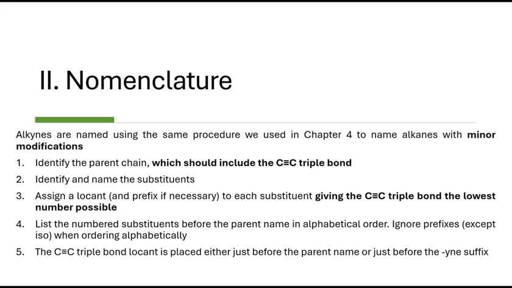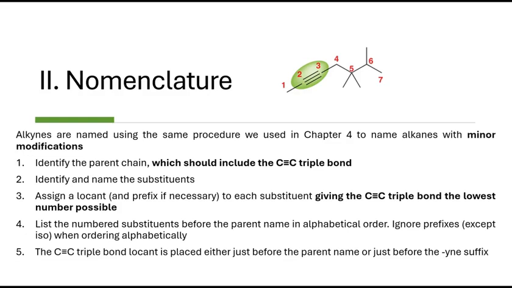5. The C triple bond C locant is placed either just before the parent name or just before the -ine suffix. For example, let's name this compound here. This compound has a 7-carbon parent chain, and the triple bond is between carbons 2 and 3, so we're going to call this 2-heptyne or hept-2-ine.